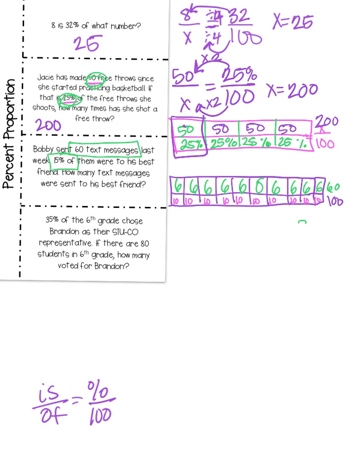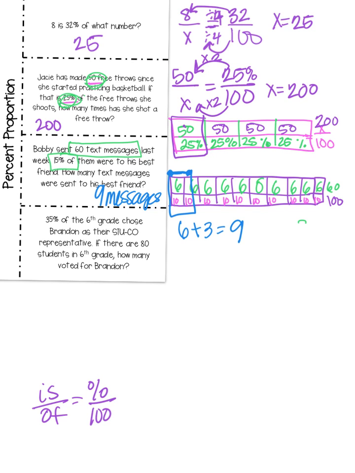Okay, so now I just need 15%. I'm going to get a different color. 15%. So that means I need all of this one and half of this one. Right? I care about this right here. Well, this 10% was 6. What's half of 6? 3. So how many of them were to his best friend? 9 messages. Okay, that's using a percent bar. They love to give you a percent bar.